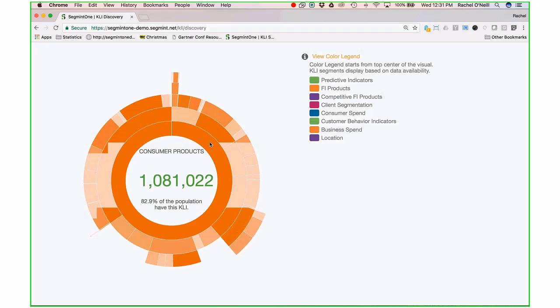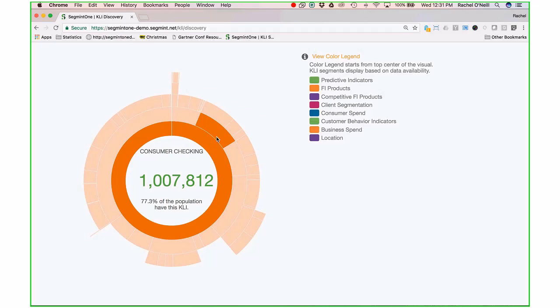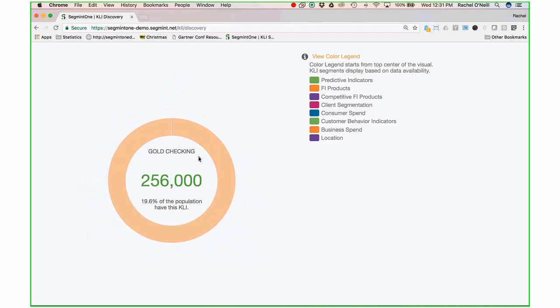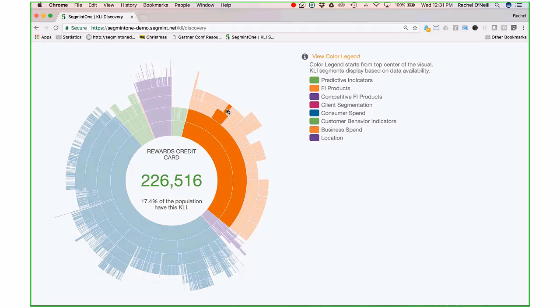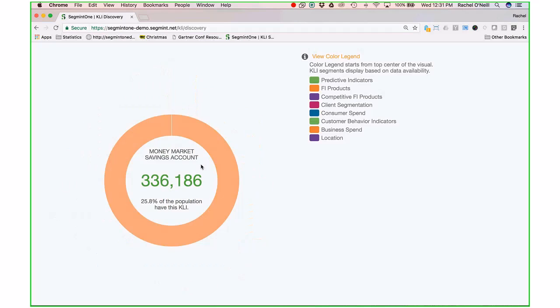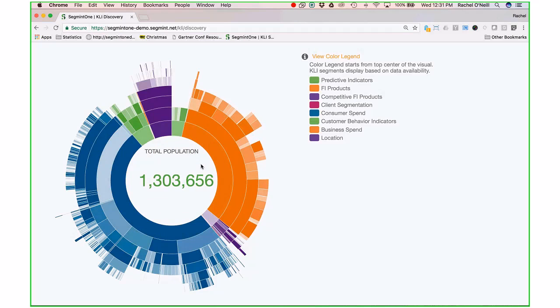And I can click anywhere along this pathway to get more granularity. So for instance, I'm in consumer checking right now. If I go further, I can see who's got what type of, say, a gold checking account, or I can see who's got a particular type of credit card, or I can get into things like consumer savings accounts, and I can go very granular here. I can see not just what type of savings accounts individuals have, but I can see the specific type of savings account they have.